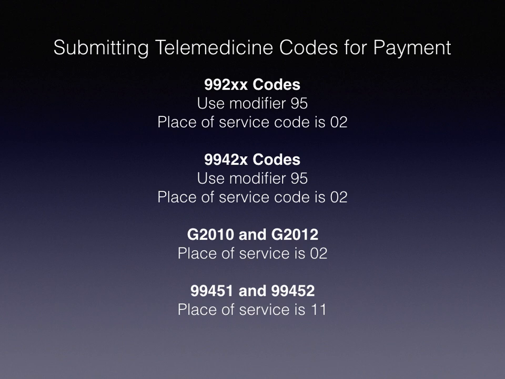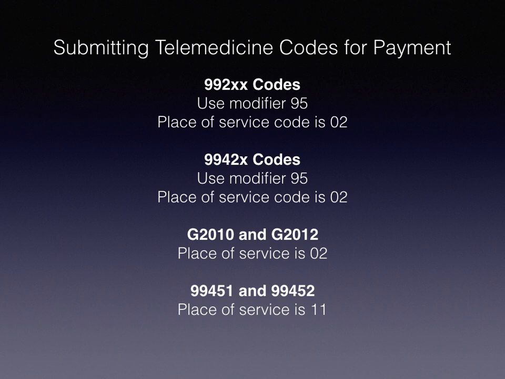For the 992XX codes, you need to use a modifier 95, and the place of service is 02. For the 99421X codes, again, you use modifier 95, and the place of service is 02. The 95 modifier refers to the fact that these visits were done with the use of the synchronous type of communication method, iCare Live, FaceTime, Zoom, anything along that line. And the 02 is the place of service code used for telemedicine codes.